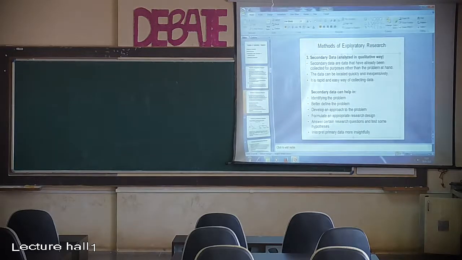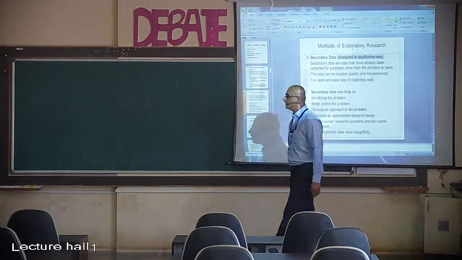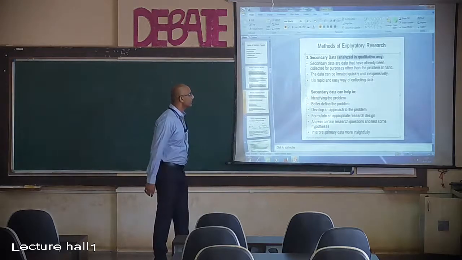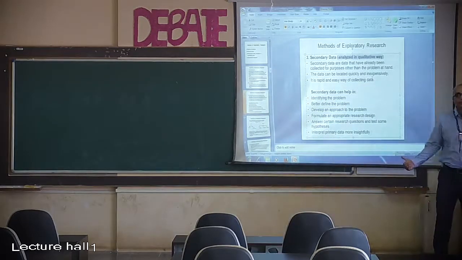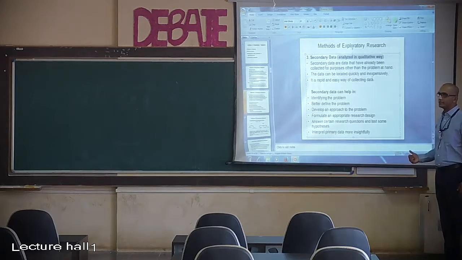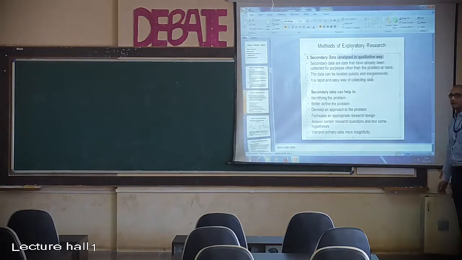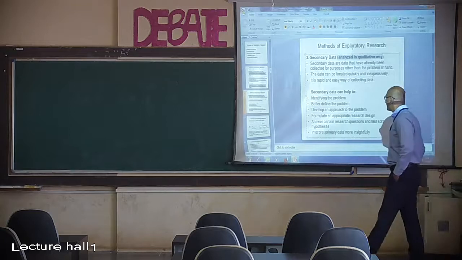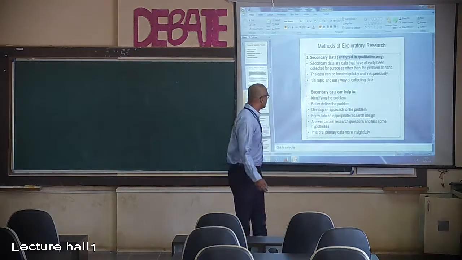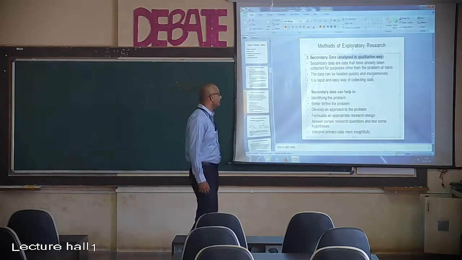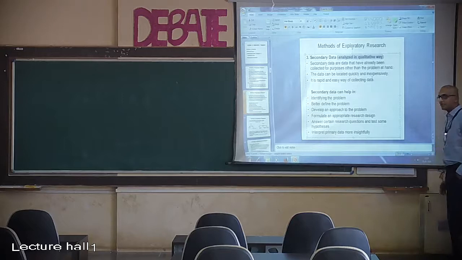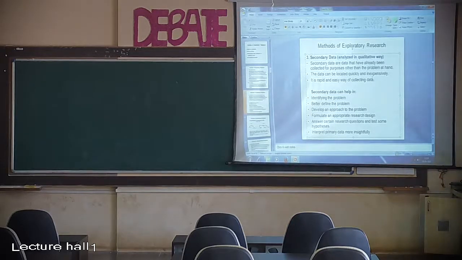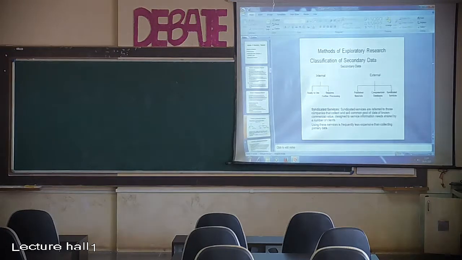Now let us try to understand how to analyze in a qualitative way. Secondary data are data that have already been collected for purposes other than the problem at hand. The data can be located quickly and inexpensively. It is a rapid, easy way of collecting data. Now I'm talking about how qualitative research can be done using secondary data. Some of the advantages are that it can identify the problem, better define the problem, develop an approach to the problem, formulate an appropriate research design, answer certain research questions, test some of the hypotheses, and interpret primary data more significantly and insightfully.